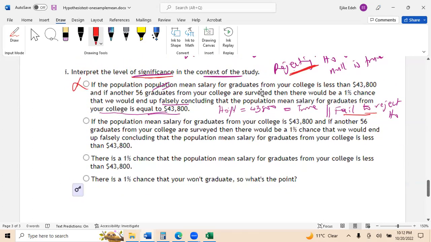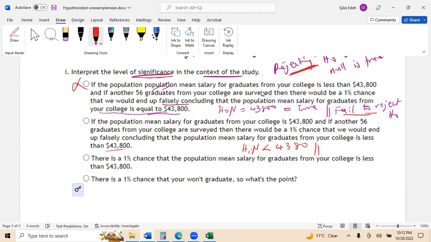So let's look at the second one and see how it aligns. It says, if the population mean salary for graduates from your college is 43,800, and if another 56 graduates from your college are surveyed, then there will be a 1% chance that we would end up falsely concluding that the population mean salary for the graduates from your college is less than 43,800. So let's look at that. This is actually stating the alternative, right? Falsely concluding that H1, that the mean salary is less than 43,800. Okay, so this is the alternative hypothesis.